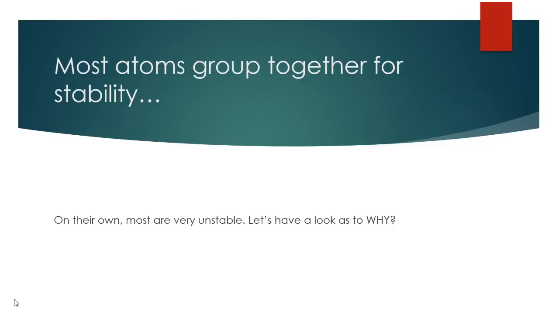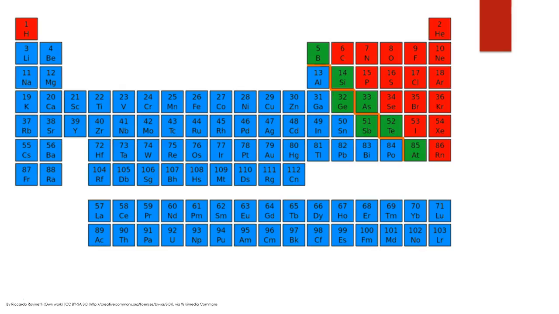And it's because they need stability from each other. On their own, most of them are very unstable. So let's take a look why. Here is the periodic table. And it looks a little different than what you've seen so far because it's color-coded to show the different groups or types of elements that we now know exist.